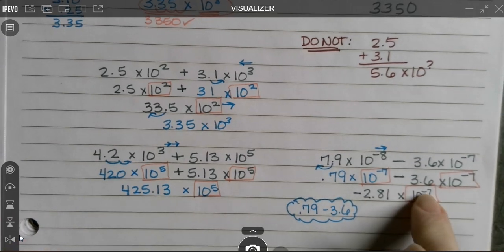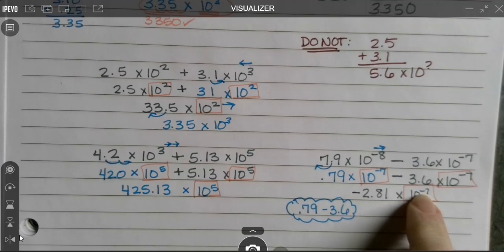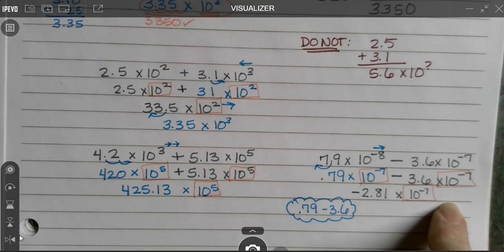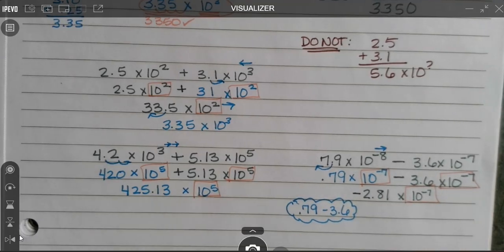So pay attention to what direction you need to move negatives on a number line. And also, it's okay to end up with a negative answer here. So negative 2.81 times 10 to the negative 7 is our final answer.